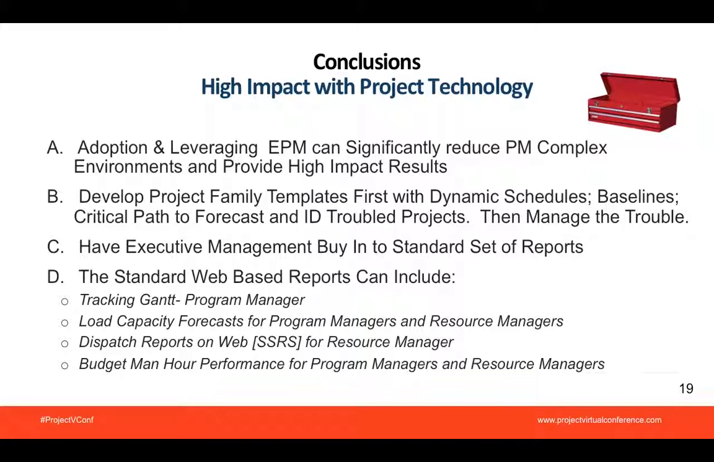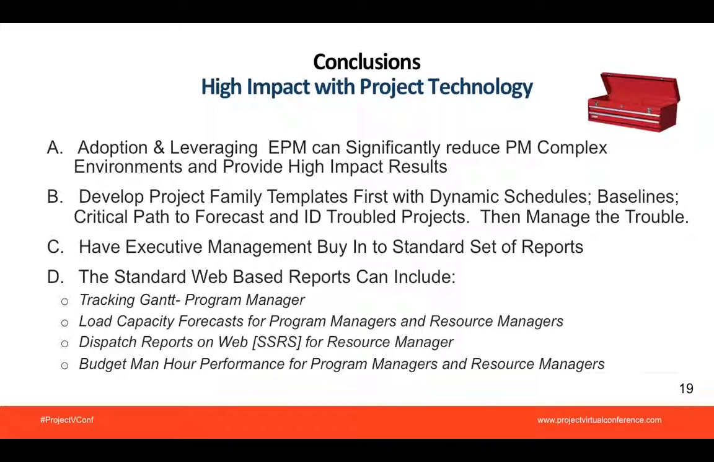If you look at the final slide for today, we have conclusions. I have four major conclusions. The first one is that you take a serious look at adopting and leveraging EPM, which can significantly reduce project complexity in program environments and provide high-impact results. Number two, or item B, is to develop project family templates first with dynamic schedules. Set baselines, create a critical path to forecast, and identify troubled projects. Then manage the trouble.